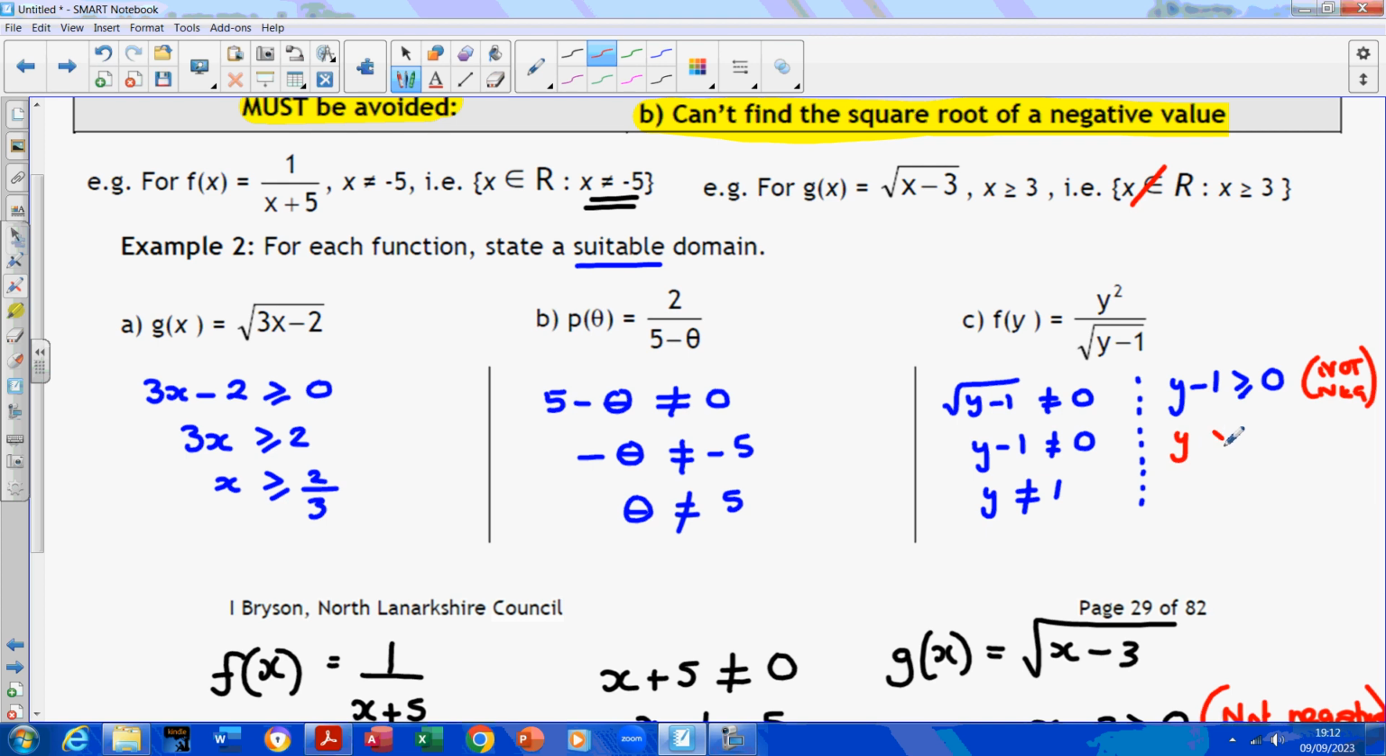So y has got to be greater than or equal to 1. But we can't have that equal to 1 because of this rule. So when I combine both of them together, I can say that y has got to be greater than 1. And that covers that, but it also covers that. That one was saying y has got to be greater than or equal to 1, but that told me I couldn't use 1 because I can't divide by 0. So I combine those two together and I get y has got to be greater than 1.